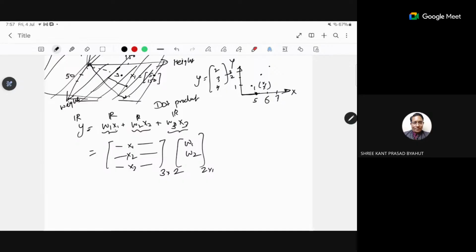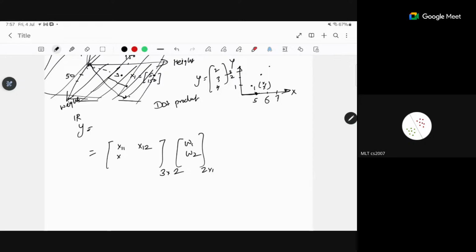Basically it should be like this. Your equation is wrong. No, not wrong, this one is different. I'll tell you. X1 basically, can I say that it is x11, x12, x21, x22, x31, x32? What is that? 3 by 2. So x1 is basically a vector of x11 and x12, right?